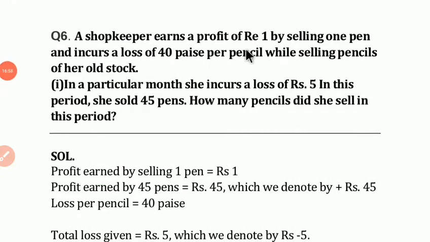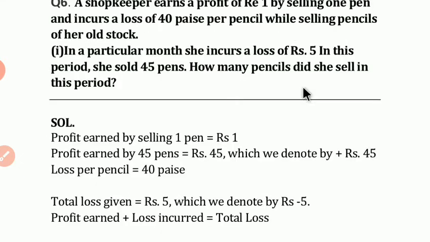Let us see. Here it is given that she will earn a profit of rupees 1 by selling one pen. And she will get a loss per pencil. For one pencil, how many paise? 40 paise. So we have to find how many pencils she sold in this period in a particular month. For that, she got a loss of rupees 5.